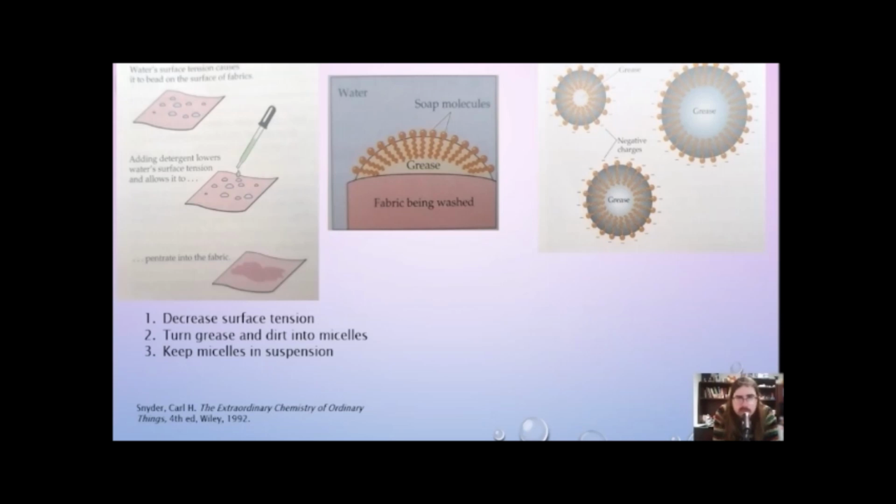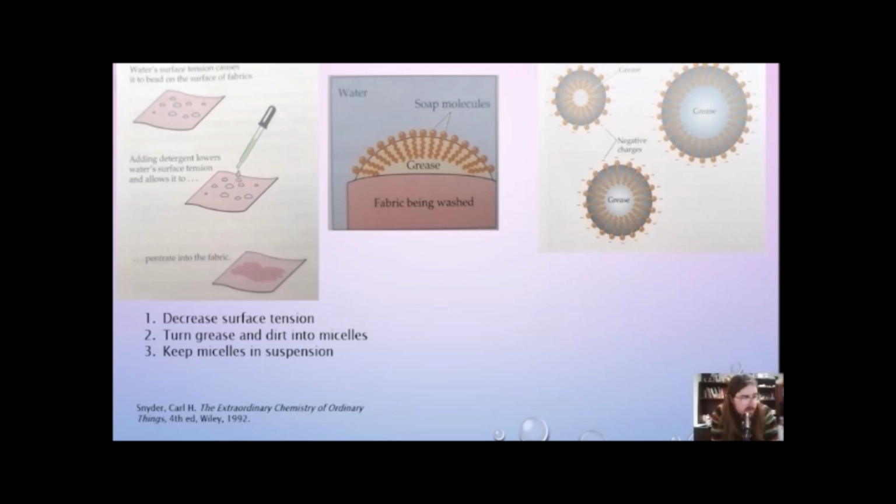So we form micelles, sticking the grease right in the middle. Now, because these soap molecules are anionic, because they have a carboxylate, that's C double bond O, O minus, they are very negatively charged heads. Because they're negatively charged heads, these micelles are going to repel themselves from other micelles. They're going to stay far away. They're not going to bump into each other and get bigger. We're going to try to keep them apart.